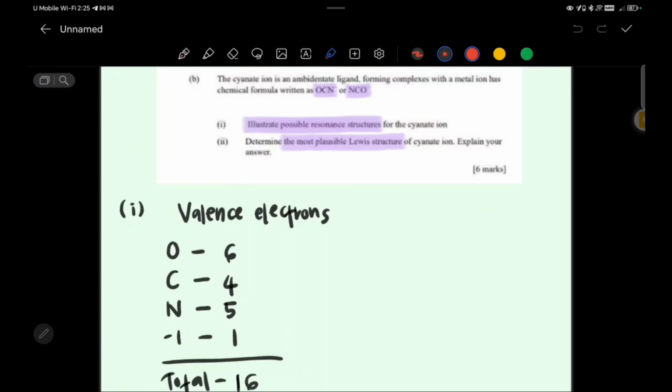The next question: the cyanate ion is an ambidentate ligand forming complexes with a metal ion, and has chemical formula written as OCN- or NCO-. Illustrate possible resonance structures for the ion.